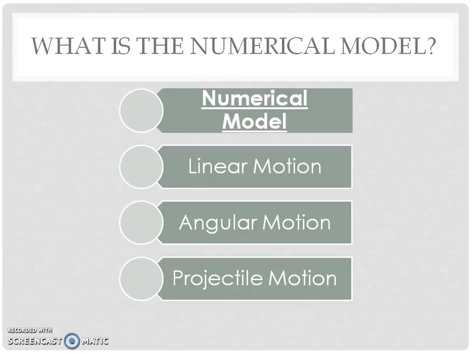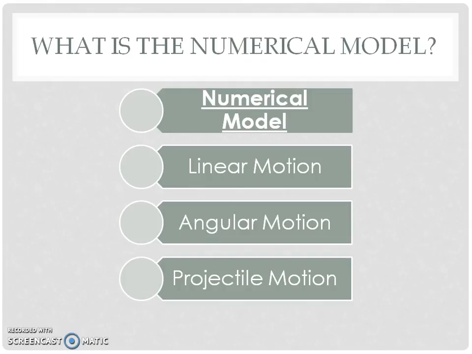An example of this would be the test we did. We assessed someone's rebounding in a basketball team, so we assessed who would be best to fill the power forward role by assessing their rebounding. There are three different aspects to the numerical model. Firstly is linear motion. There is also angular motion and projectile motion. We're going to focus on linear motion in this presentation.